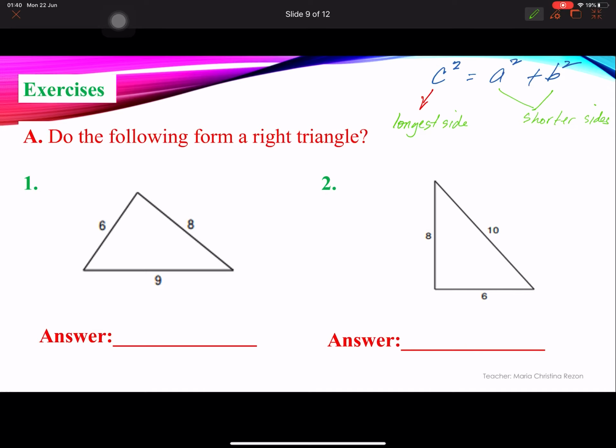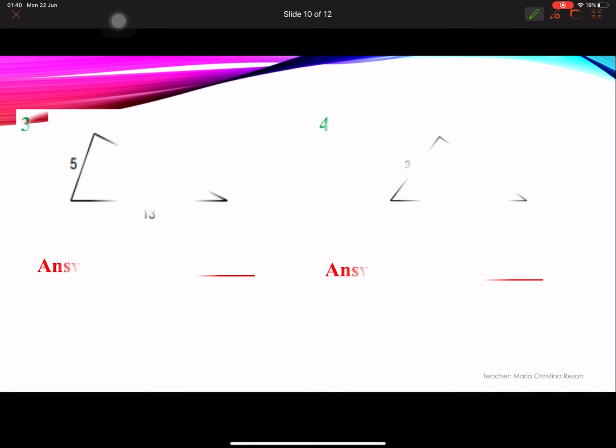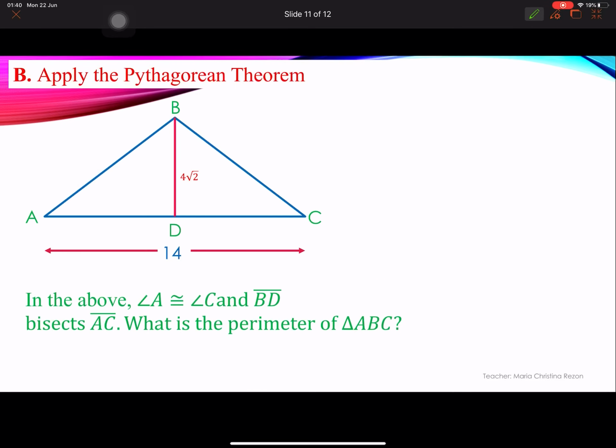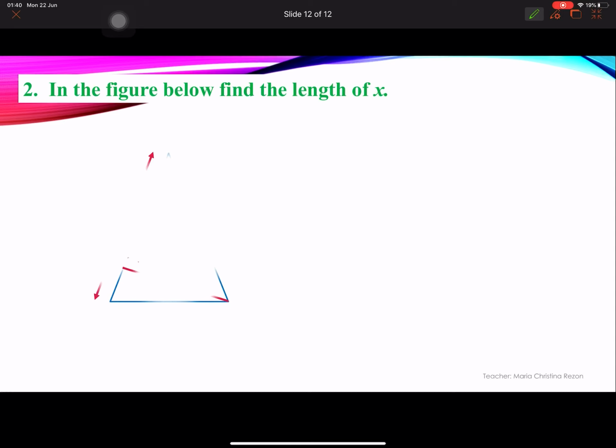So you have 4 numbers for that, and then you will have the application of the Pythagorean theorem. This one, and then the other one here. So I want you to answer that in your notebook, and I will collect your notebook next week.